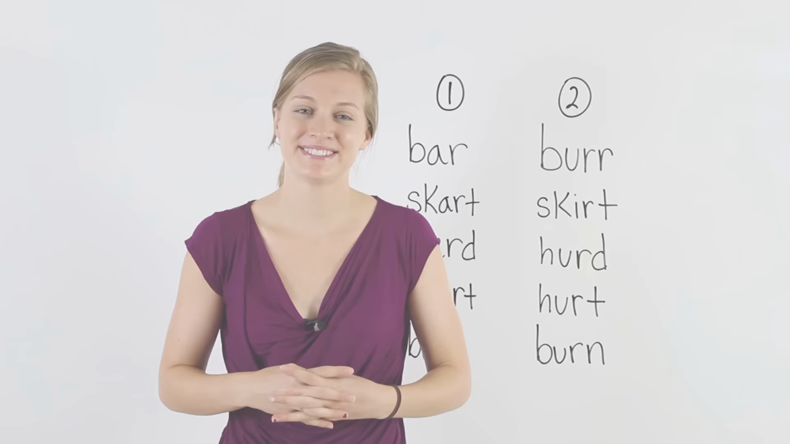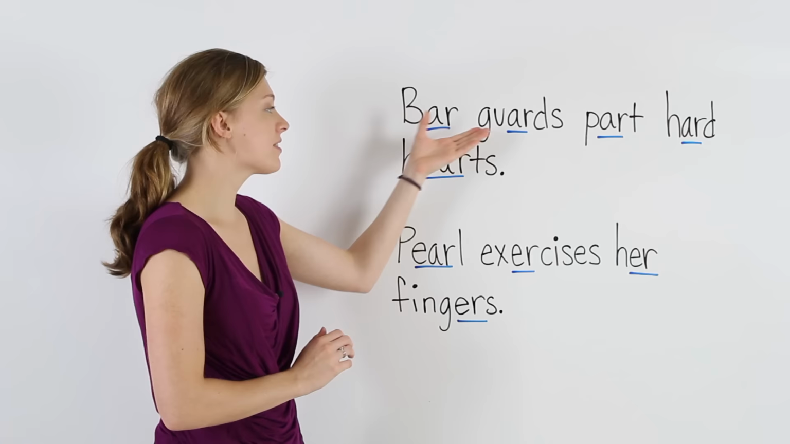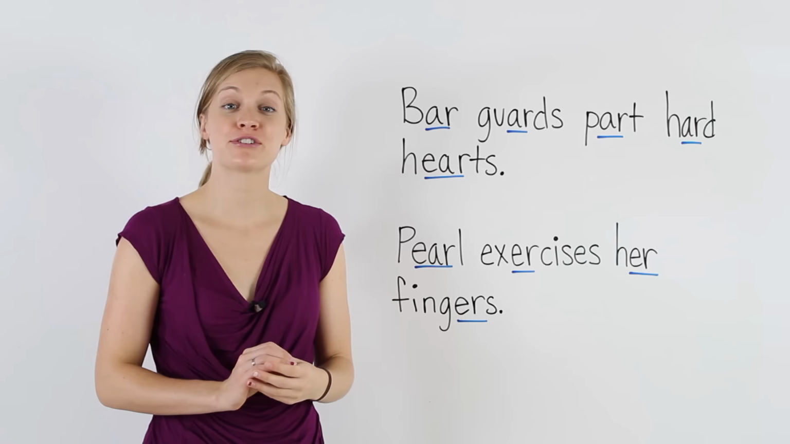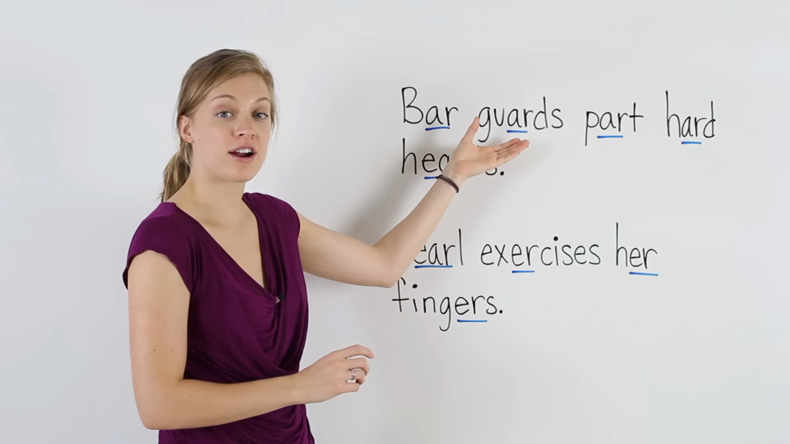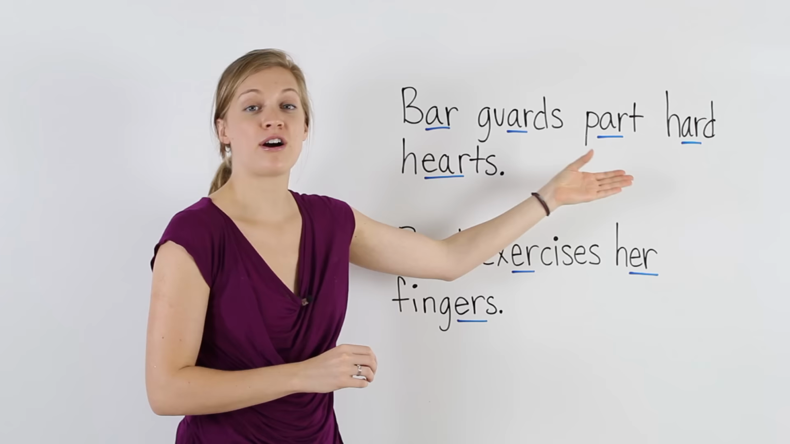Last, we are going to practice the R sound and the R sound in some sentences. We have bar, guards, part, hard, hearts. Now let's try again together and repeat after me very slowly. Bar, guards, part, hard, hearts. Let's try one more time, a little bit faster and all together. Bar, guards, part, hard, hearts.